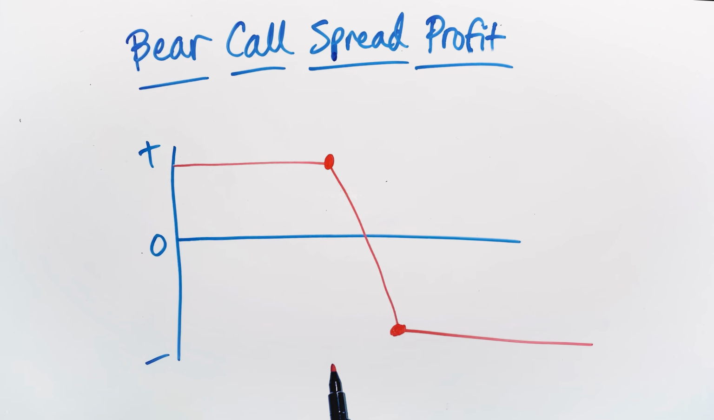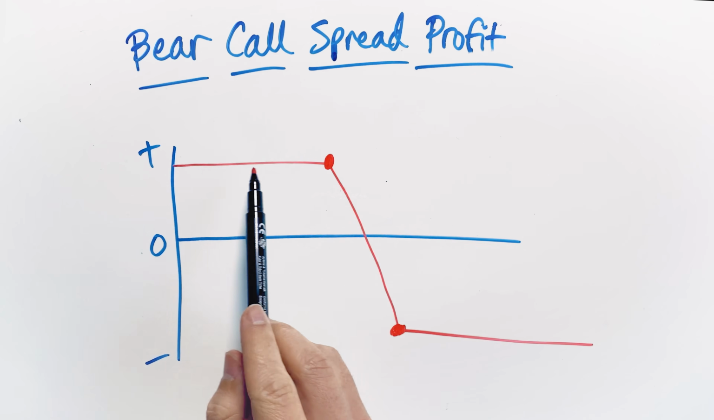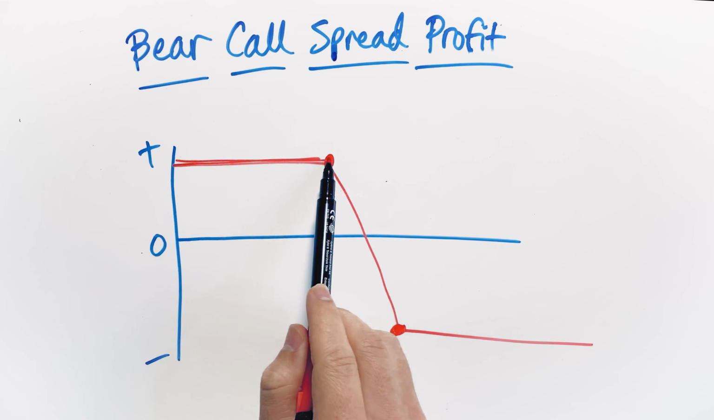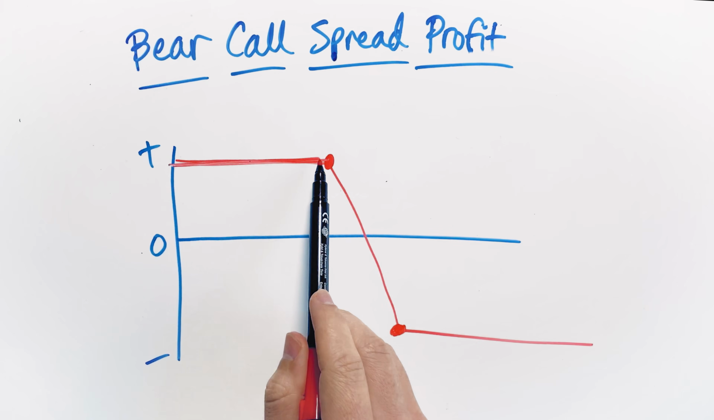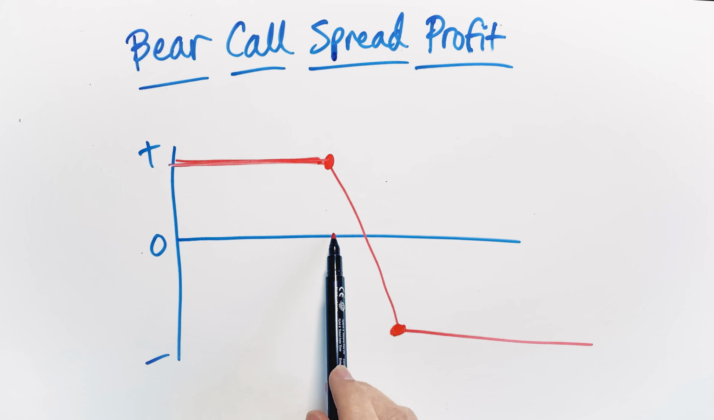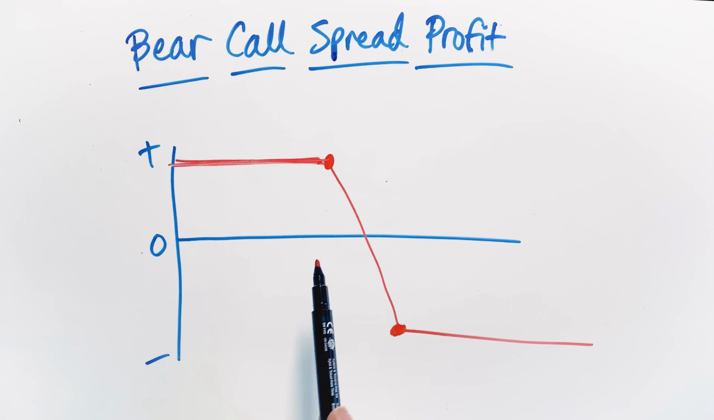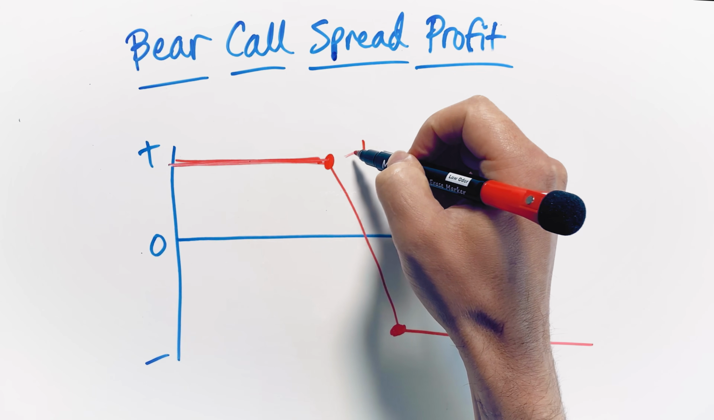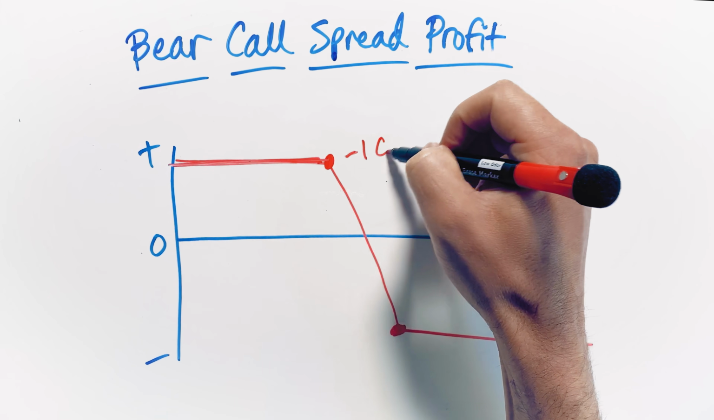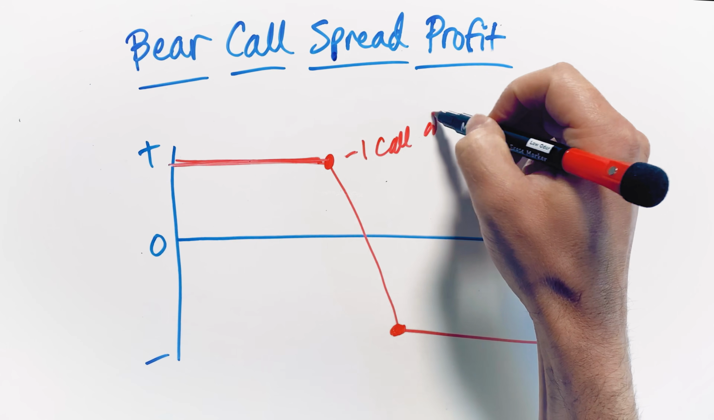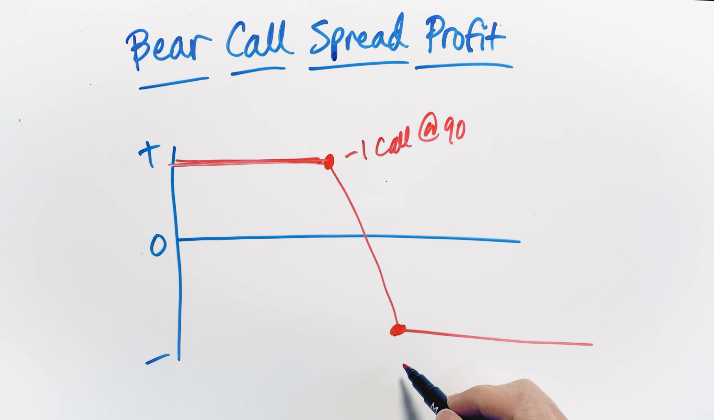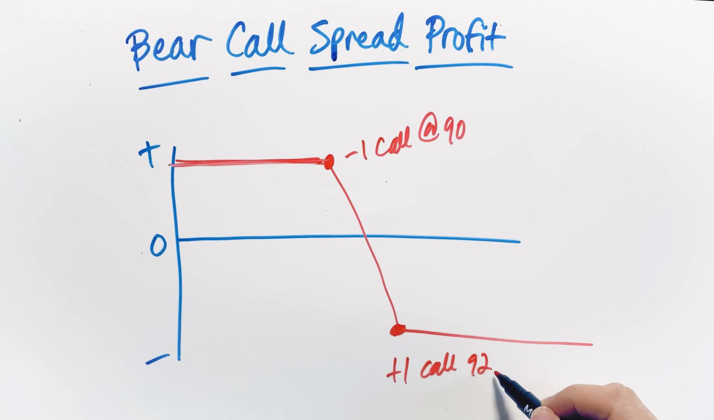And you can see that the payoff diagram has this flat line here in the positive section at any price below your first strike price, which is here. So this is the point at which you sell a contract. So in this case, you might sell one call option at, say, a 90 strike. And here you might buy one call option at a 92 strike. And that would create your bear call spread.